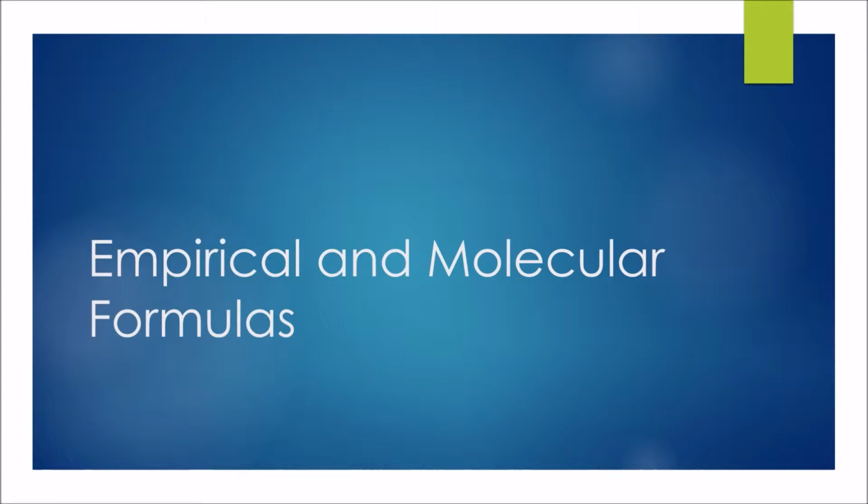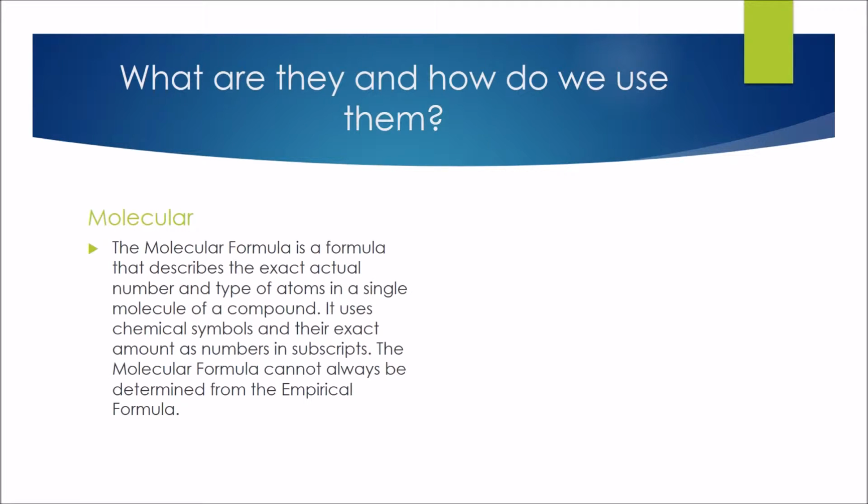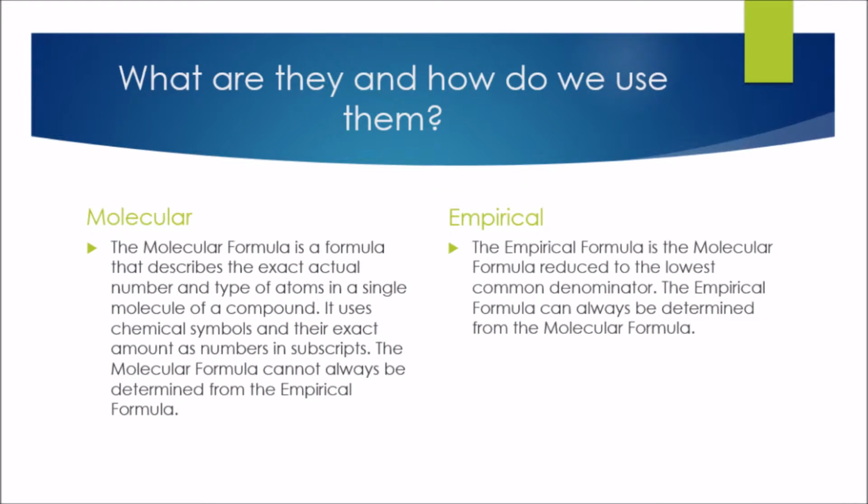Empirical and molecular formulas. What are they and how do we use them? The molecular formula is a formula that describes the exact actual number and type of atoms in a single molecule of a compound. It uses chemical symbols and their exact amount as numbers and subscripts.